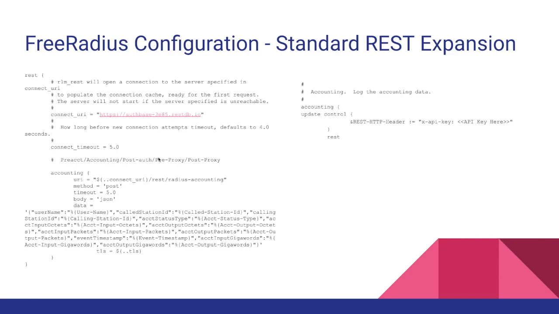So we have the configuration for FreeRadius. So we've got the accounting post here. It's just showing the specifics within the JSON file that we do send over to the RESTDB. So we've got the username, the called station ID, the calling station ID, and the station IDs will be the MAC addresses. So the called station ID, I believe, will be the device MAC address, and the other one will be the AP MAC address.